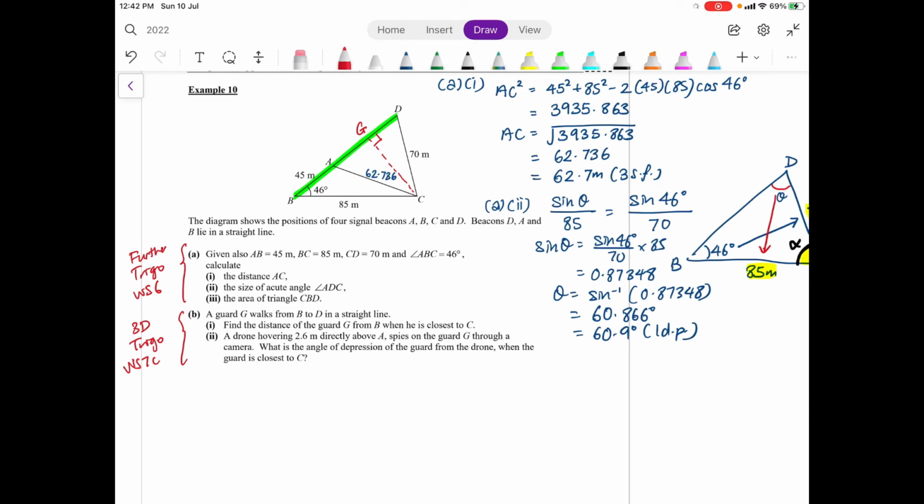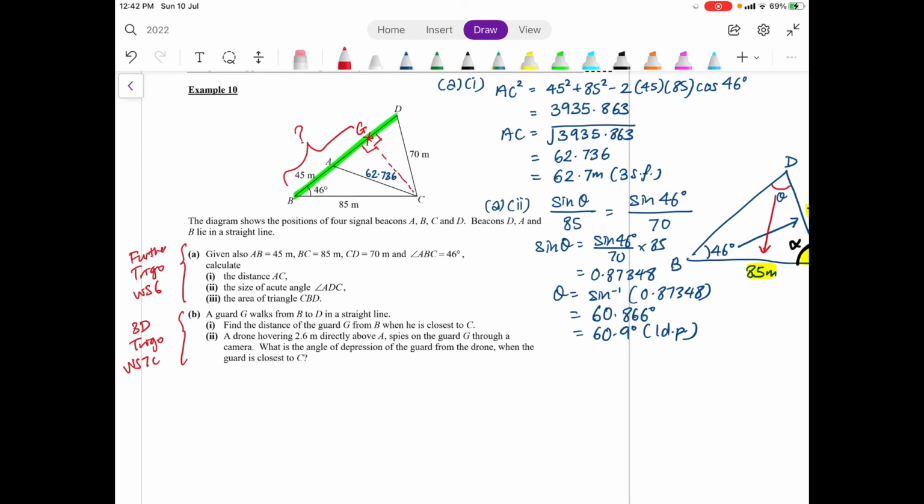Alright, so on top of that, this is the position where he is closest to C, but they're asking for the distance of the guard G from B. So they are asking for this distance such that he is closest to C. So I fix this point where he's closest to C, but they want BG. They want this distance. So how to find this distance? I cannot use area of triangle like the previous question.